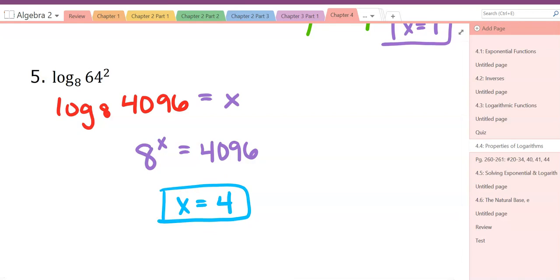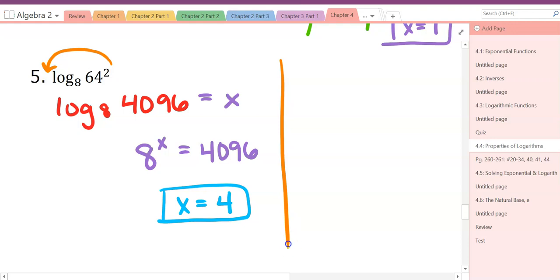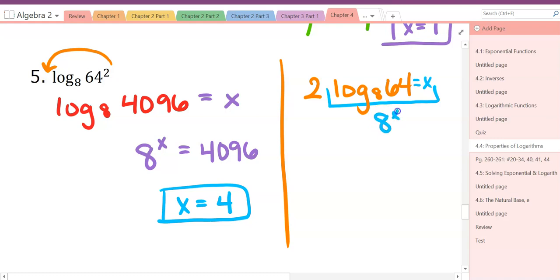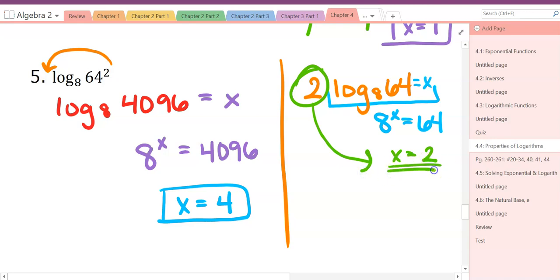Now you could have also taken this problem and moved the exponent to the front. So it looks like this, 2 log 8 64. So then if we just focus on this portion and we set it equal to x, you would have 8 to the x power equals 64, and you would get x equals 2. Now since you still have this 2 sitting in the front, you'll have to take it times the 2 that we just found for our x. And so you're still going to end up getting x equals 4.